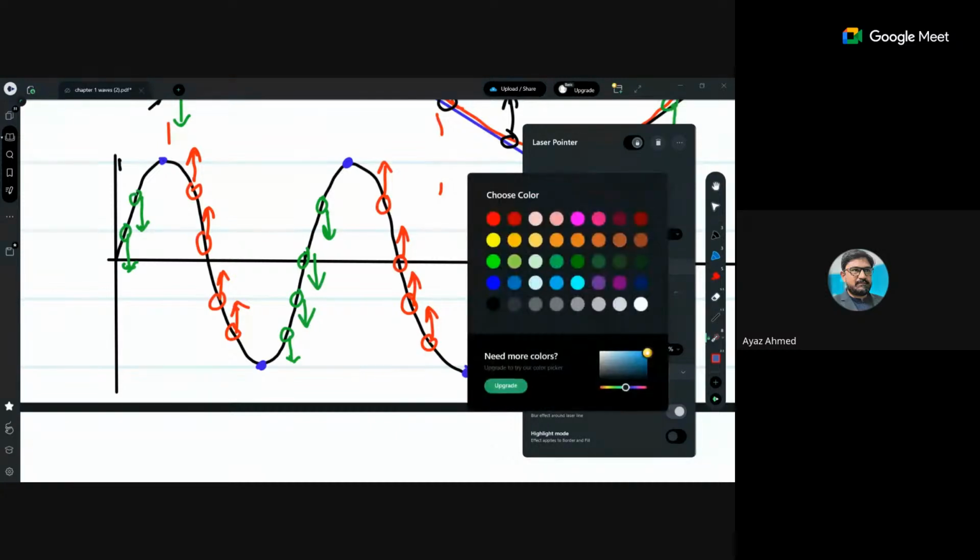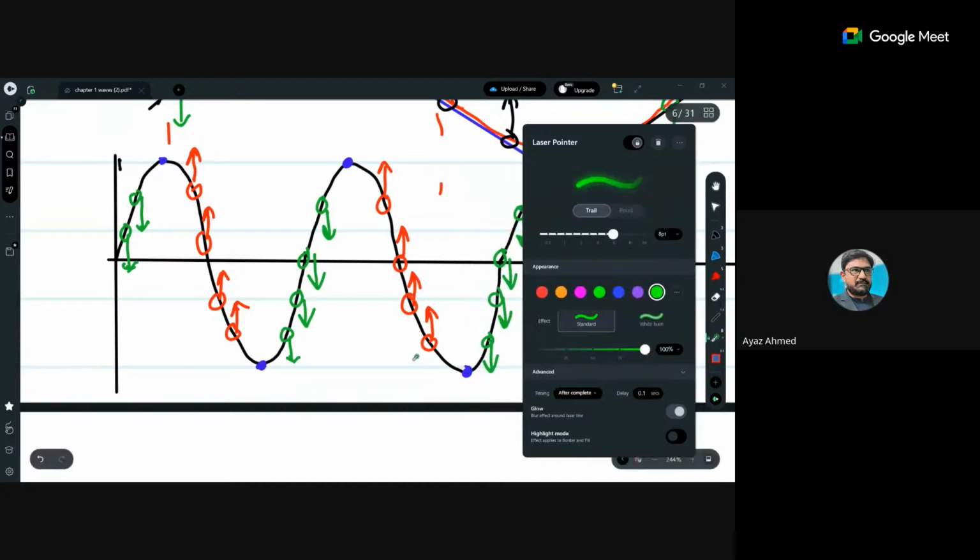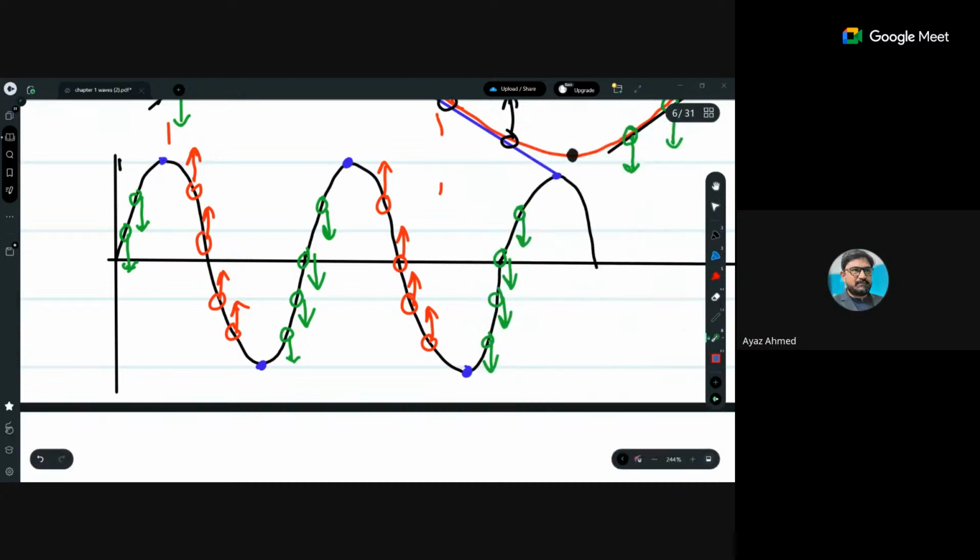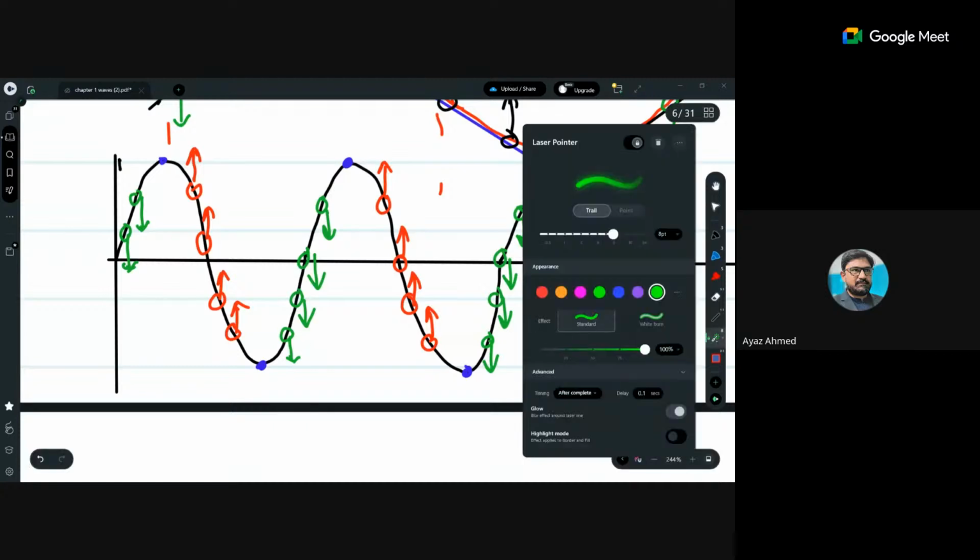Along with their direction of motion, along with their position, what is important for them as well? Yeah, what is important? Their direction of motion. Okay?